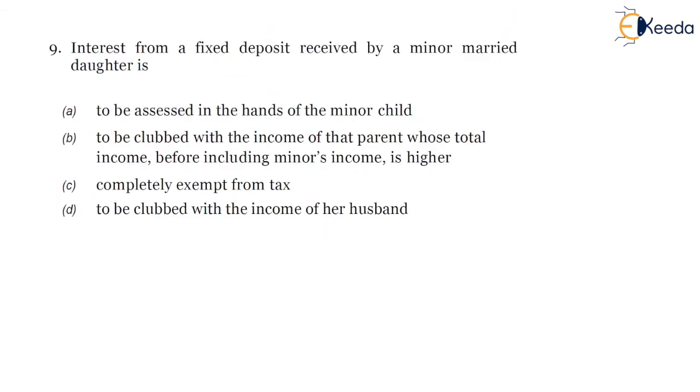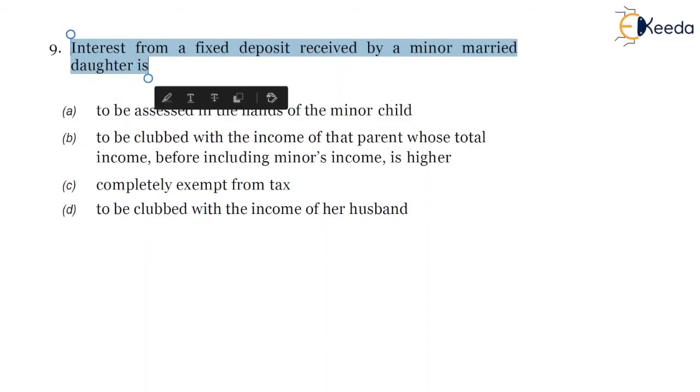And friends, the last MCQ, and after this we'll be concluding the topic of clubbing provisions. So friends, interest from a fixed deposit received by a minor married daughter. Friends, here in the first illustration also we had discussed that a minor married daughter will be similar to a minor son or a minor unmarried daughter. Accordingly, the income should be clubbed in the hands of either of the parents whose income is greater.